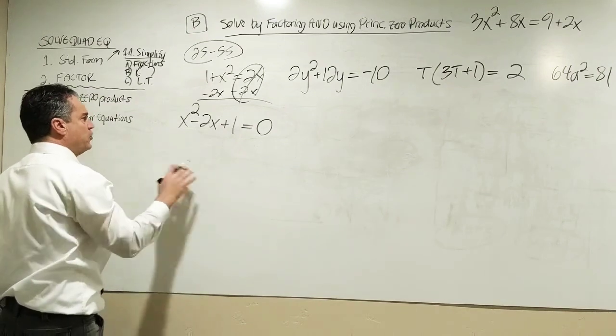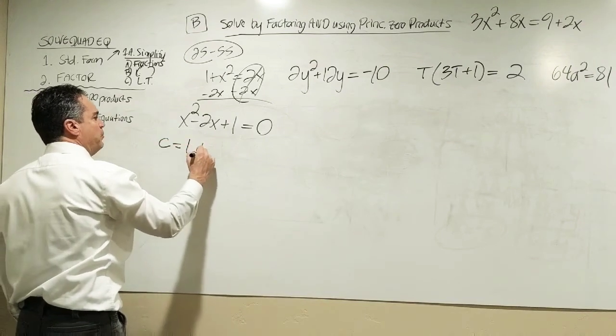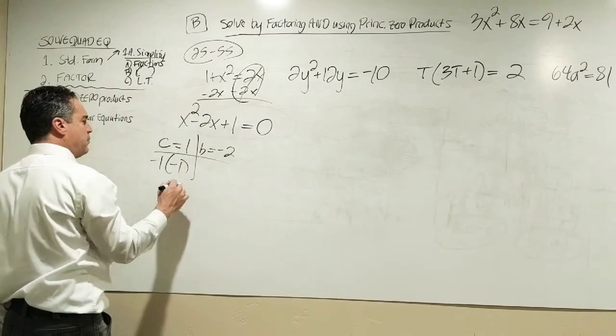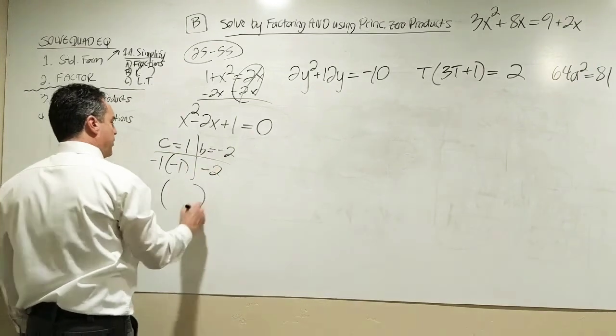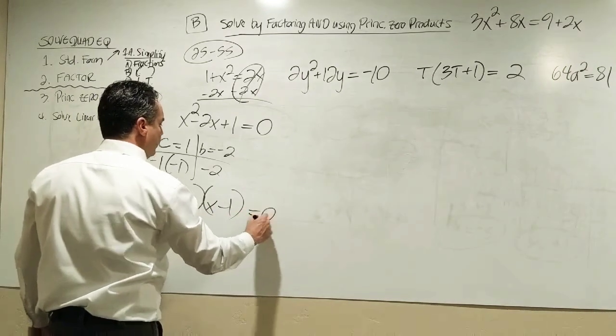We don't have 4 terms, we do have 3 terms, a equals 1. So c equals 1, b equals negative 2, and so we know negative 1 times negative 1 makes positive 1, added together make negative 2. Therefore, in parentheses we have x minus 1 and x minus 1 equals 0.